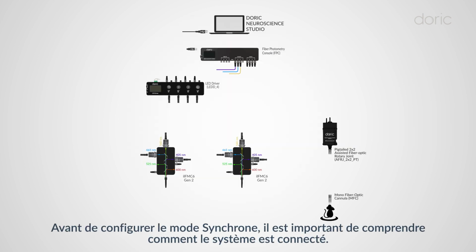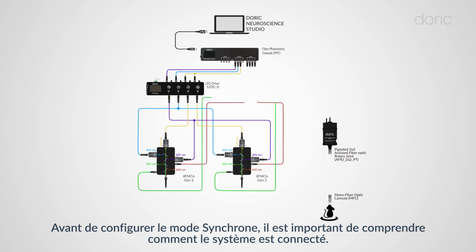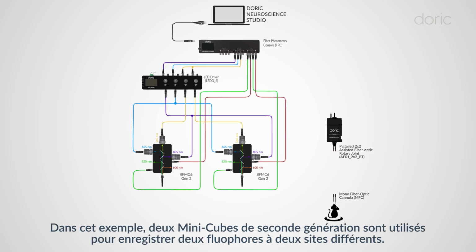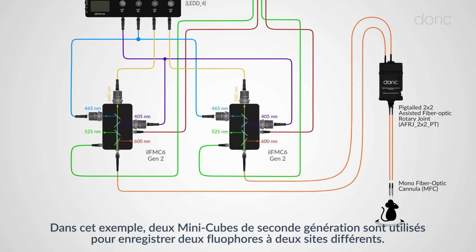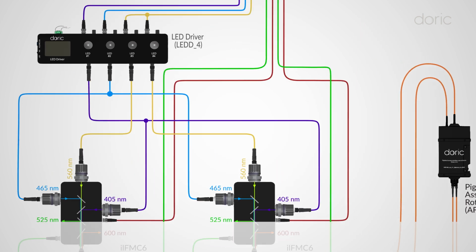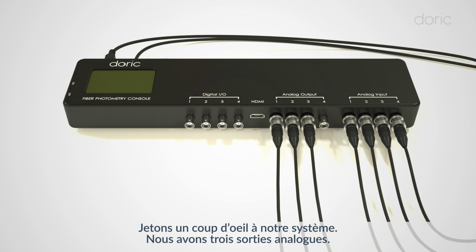Before setting up the lock-in, it is important to understand how the system is connected. In this example, two second-generation minicubes are used to record two fluorophores at two different sites. Let's take a look at our system.